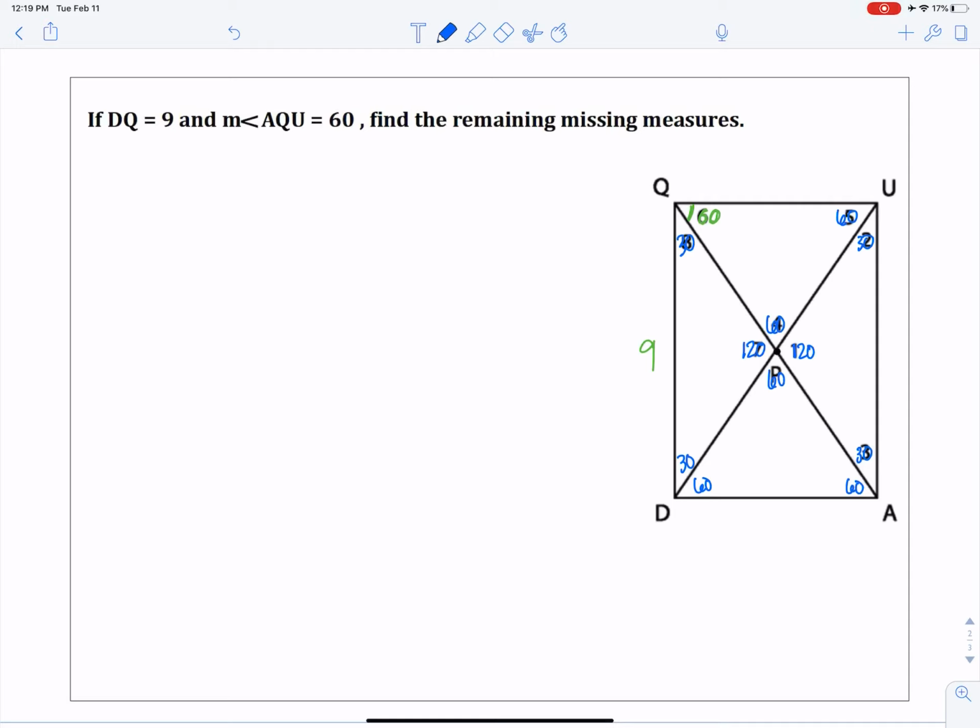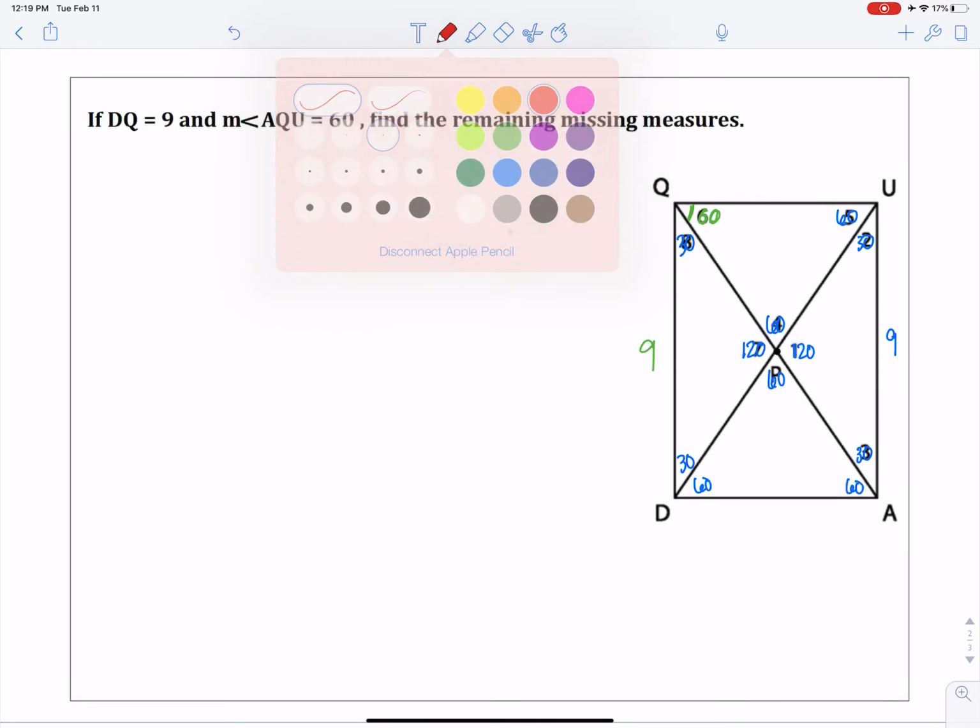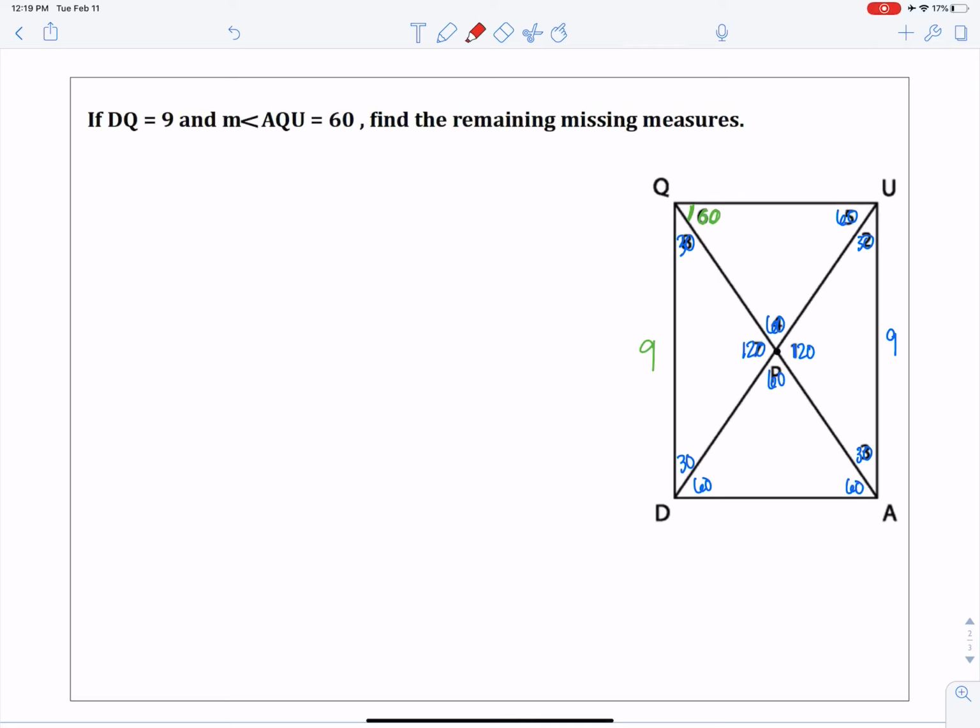So I know that UA is also 9 since opposite sides are congruent. I'm going to go ahead and switch colors so you can see. And then I'm going to use this 30, 60, 90 triangle right here to find my other missing pieces. So I'm going to find the length of DA next.